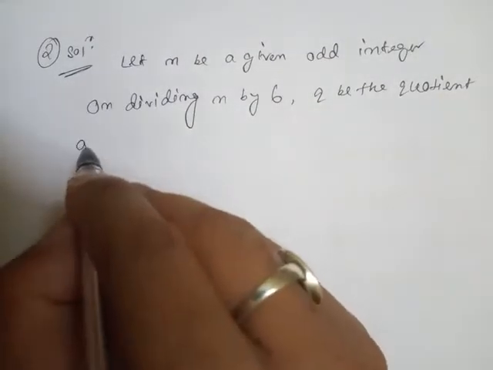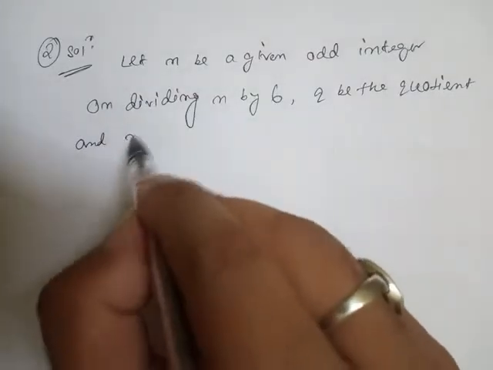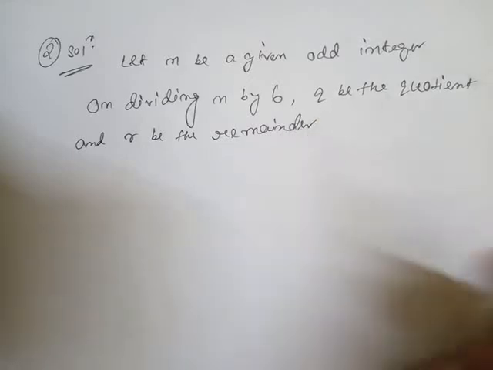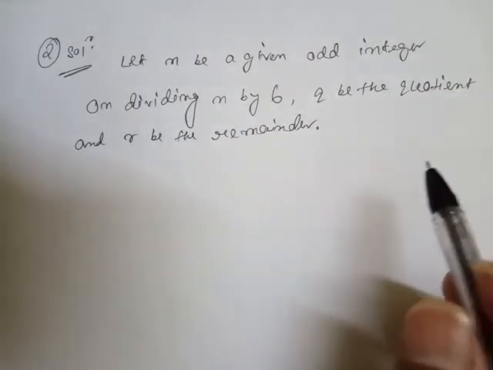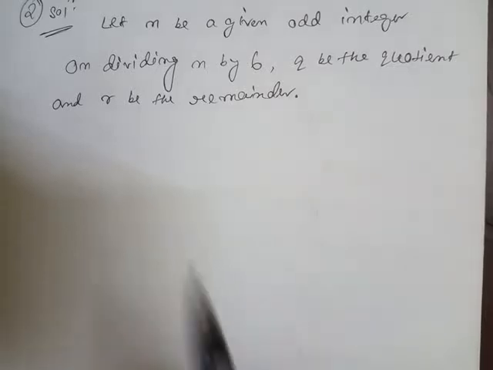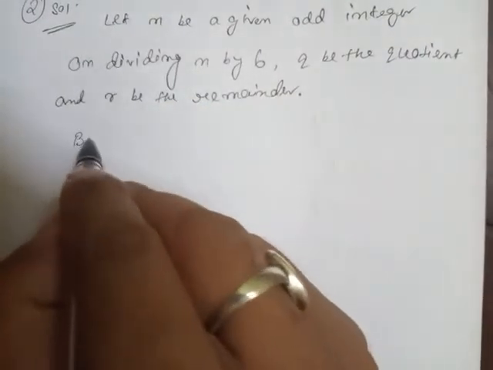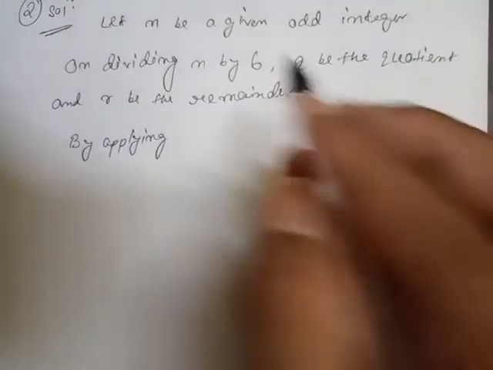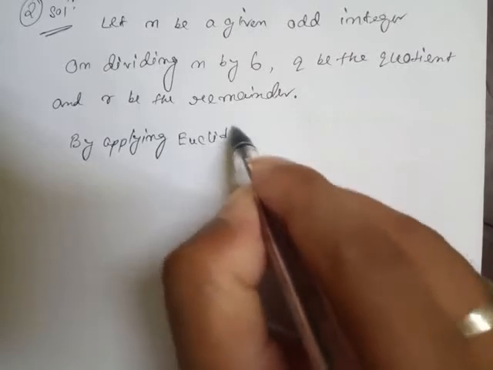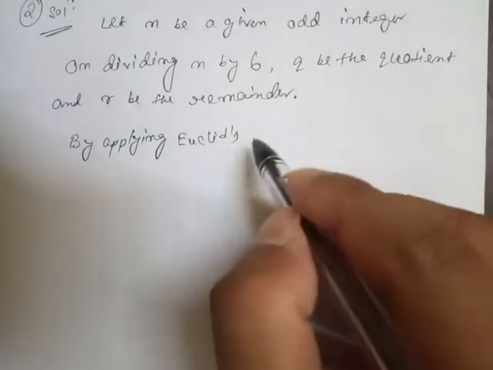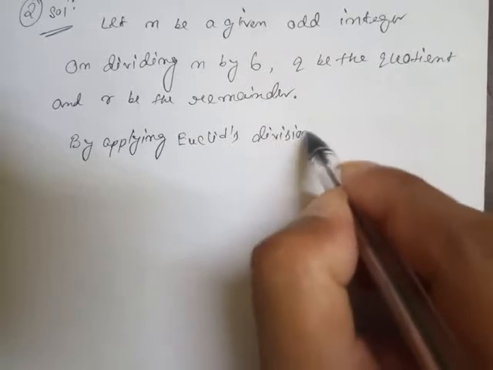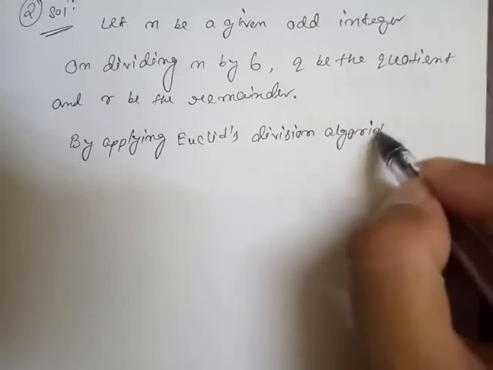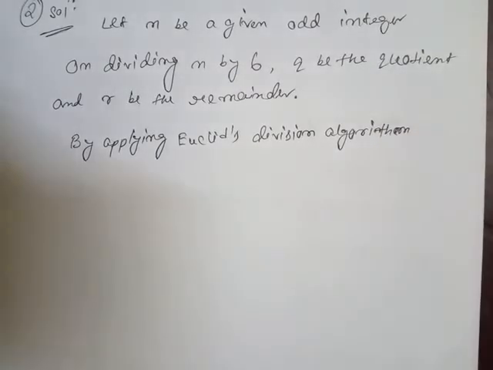and r be the remainder. Now look, just after that, in the next step we'll write that by applying Euclid's division algorithm.